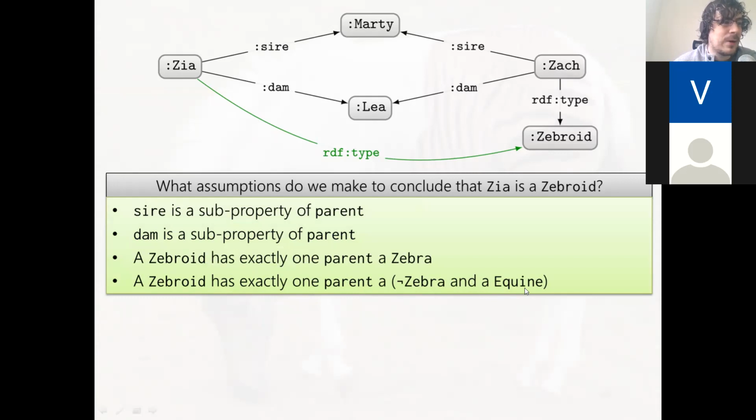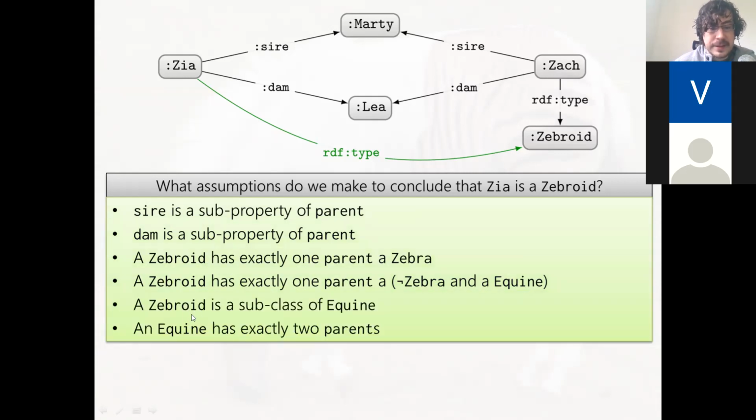An equine being a horse, a donkey, an ass, a mule, a zebra, sort of horse-like creatures. So for zebroid, I think it's a zorse if it's a horse and a zebra, but okay. The more specific definition is that it's a zebra and a non-zebra equine. So it could also be a zebra and a donkey, for example.